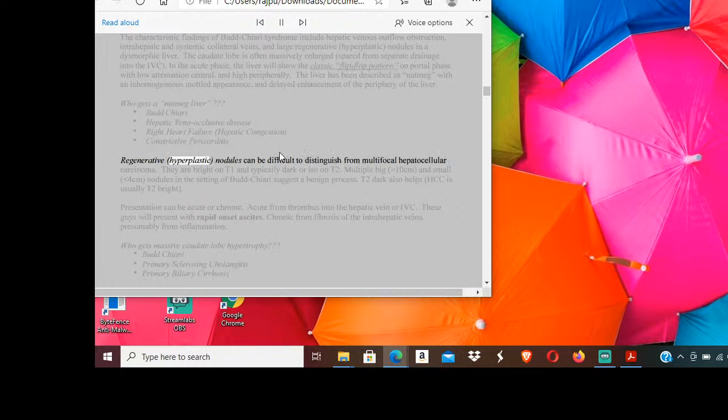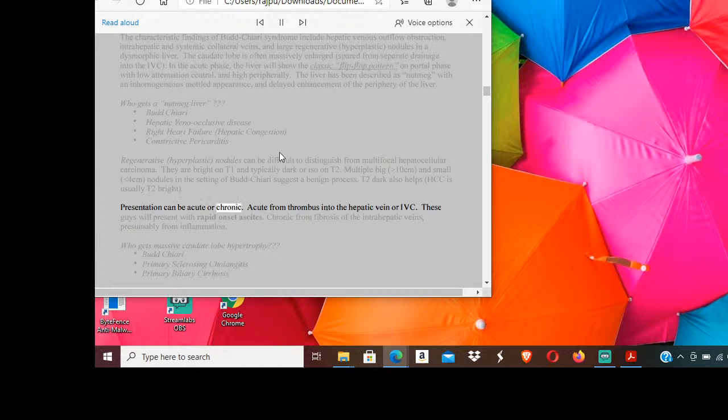Regenerative, hyperplastic nodules can be difficult to distinguish from multifocal hepatocellular carcinoma. They are bright on T1 and typically dark or iso on T2. Multiple big, greater than 1 cm, and small, less than 4 centimeters, nodules in the setting of Budd-Chiari suggest a benign process. T2 dark also helps. HCC is usually T2 bright.